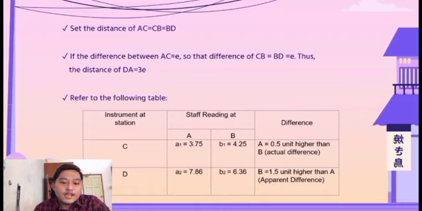Staff reading at A: A1 equals 3.75, A2 equals 7.86. For B: B1 equals 4.25, B2 equals 6.36. The difference: A is 0.5 unit lower than B, the actual difference. B is 1.5 unit higher than A, the apparent difference.